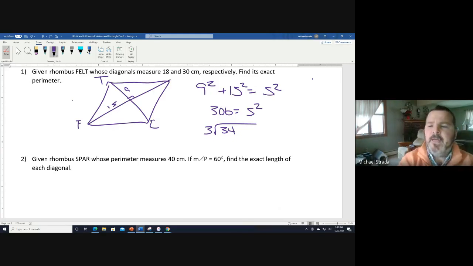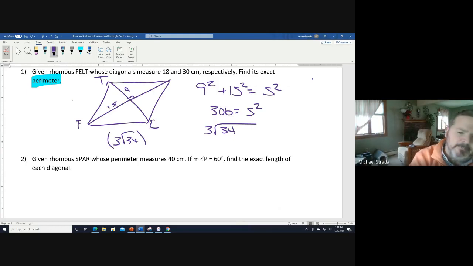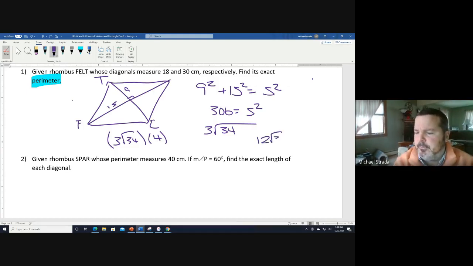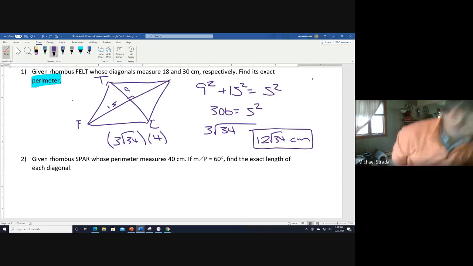Okay, so then we have to make sure we answer what they asked for, and they asked for the perimeter. So if the side length is 3 root 34, you then have to remember that all sides of a rhombus are congruent. That's what makes it equilateral, so we can multiply by 4. And that gives us our final answer of 12 root 34 centimeters. All right, so 12 radical 34 is going to be our final answer.